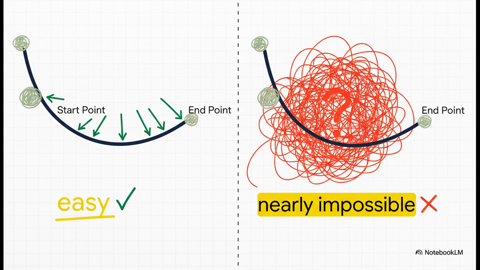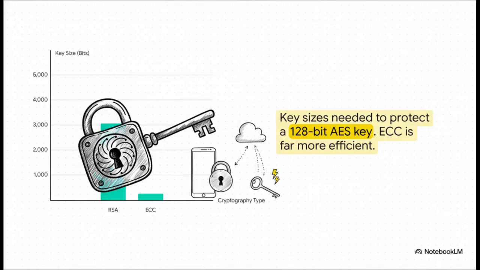If an attacker only knows your start point and your end point, trying to figure out that you took exactly 5 hops to get there, that is a monstrously difficult problem. It's way harder than factoring large numbers. And here is the brilliant payoff. Just look at the difference on this chart.